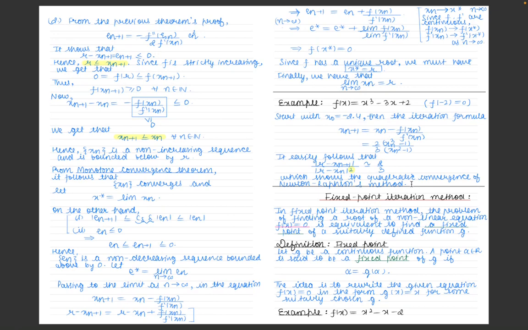A point is said to be a fixed point if f(x) is equal to x. A fixed point of a suitably defined function g. So this is how you convert this problem, and this is a very famous iteration method, fixed point. So let us first define what is a fixed point formally.